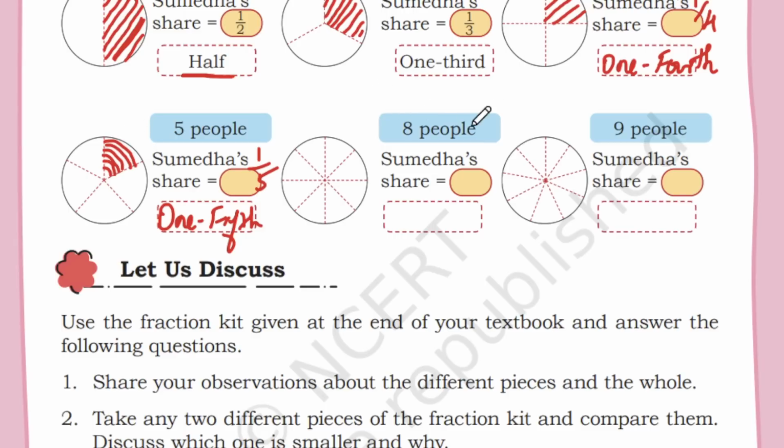Okay, next 8 people came. Sumedha's share is 1 by 8. It is also written as 1/8 share. One portion you can shade. Next 9 people, so 1/9. It is also written as 1/9, so one of the parts.